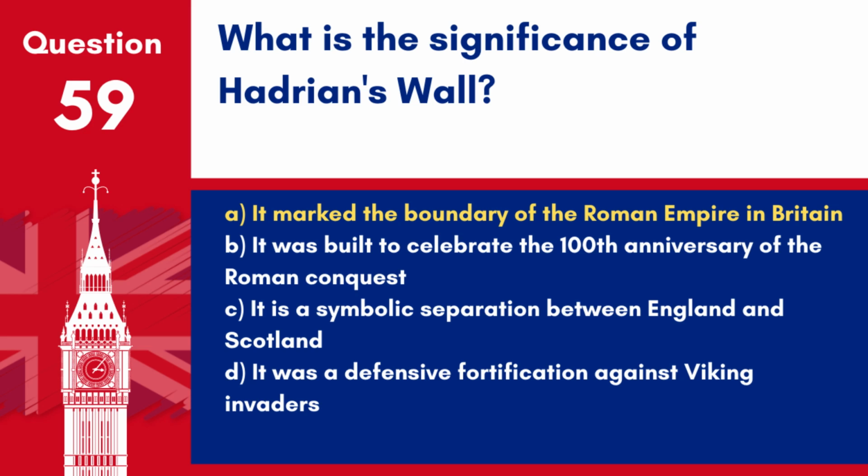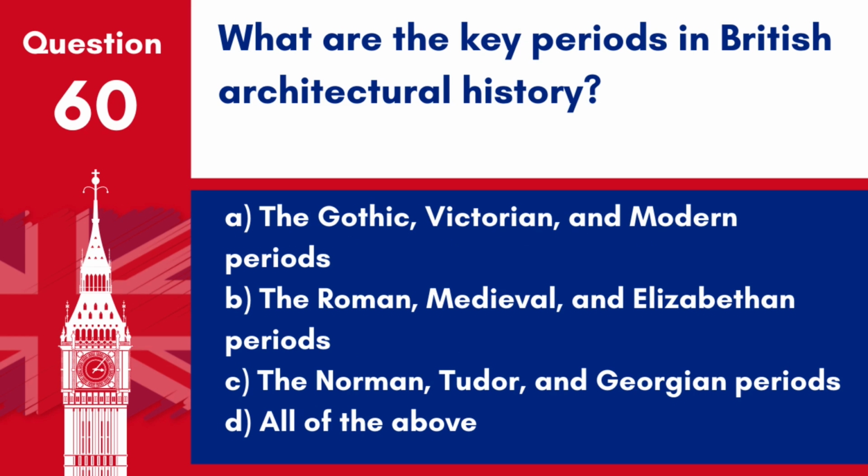Answer: A. It marked the boundary of the Roman Empire in Britain. Hadrian's Wall was built by the Romans to protect their colony from northern tribes, marking the northern limit of their empire in Britain.